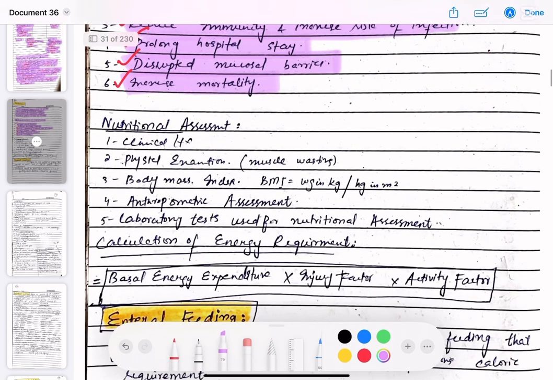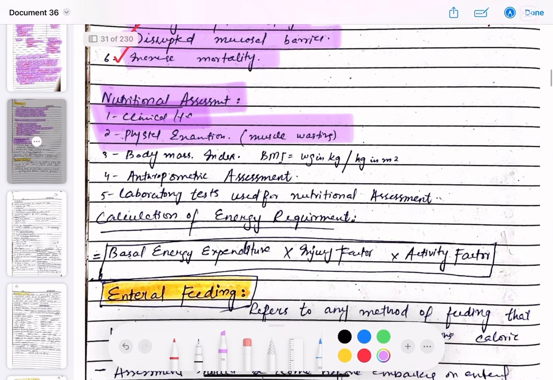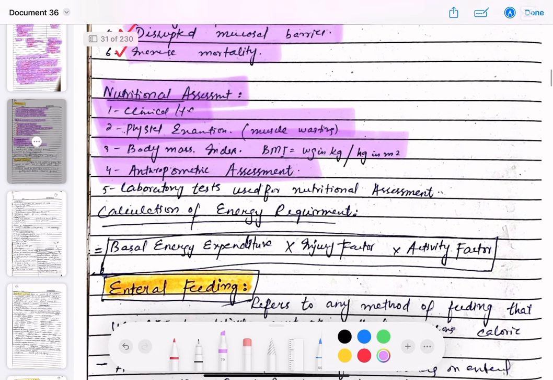Now, how will you do the nutritional assessment? First of all, you will do the clinical history, then the physical examination, that is muscle testing, then the body mass index, that is a BMI check, anthropometric assessment is done, and laboratory tests are used for nutritional assessment. Anthropometric assessment means BP, pulse, respiratory rate, and Glasgow coma scale, all these are done.